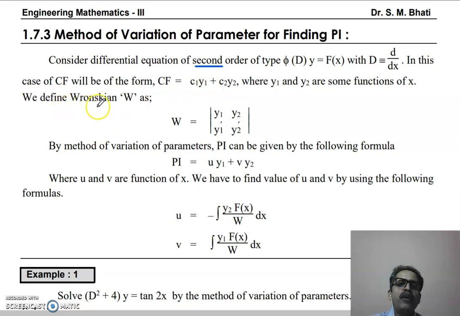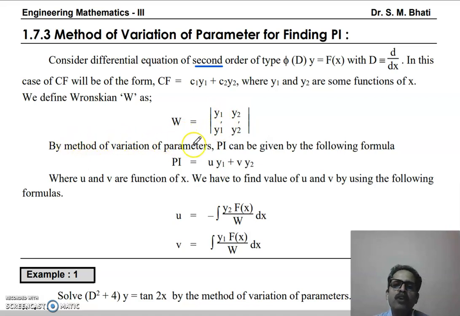Now we define the Wronskian W as a determinant whose first row is y1, y2 and second row is y1 dash and y2 dash, where y1 dash is the derivative of y1 and y2 dash is the derivative of y2. And you know how to solve a determinant. By solving this determinant, we can obtain the value of W.